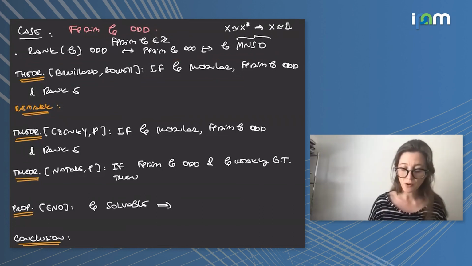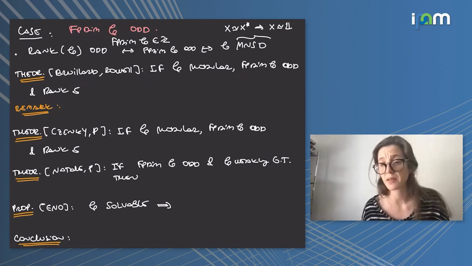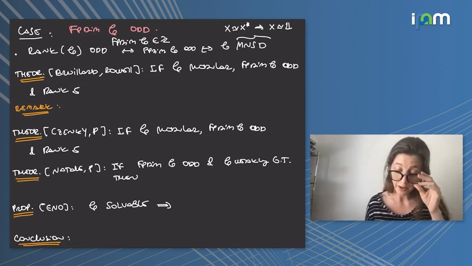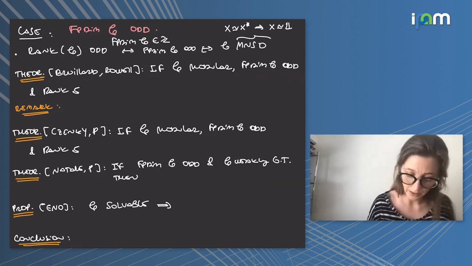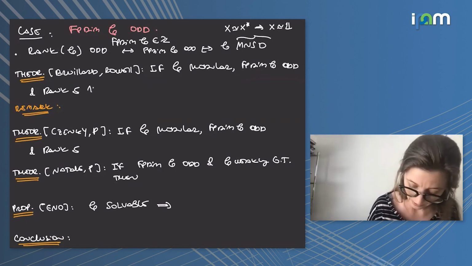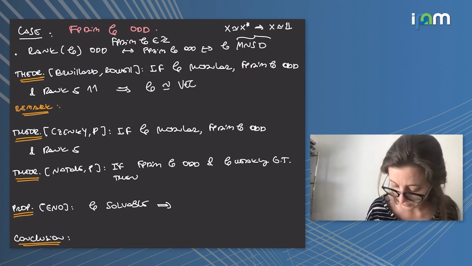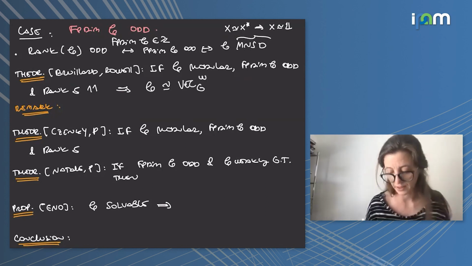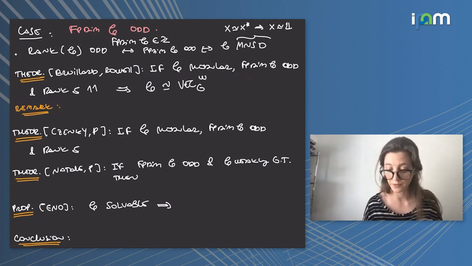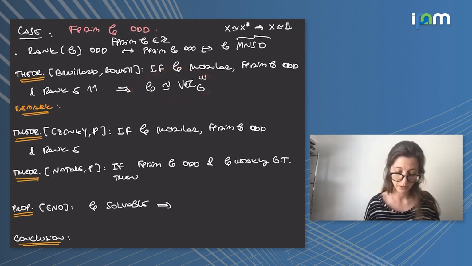So Bruillard and Rowell proved a long time ago, maybe in 2010 or so, that if C is modular and has odd dimension and the rank is smaller or equal than 11, then C must be pointed, must be Vec_G^ω, let's say, for some finite group. So one of these nice examples that they've talked about.